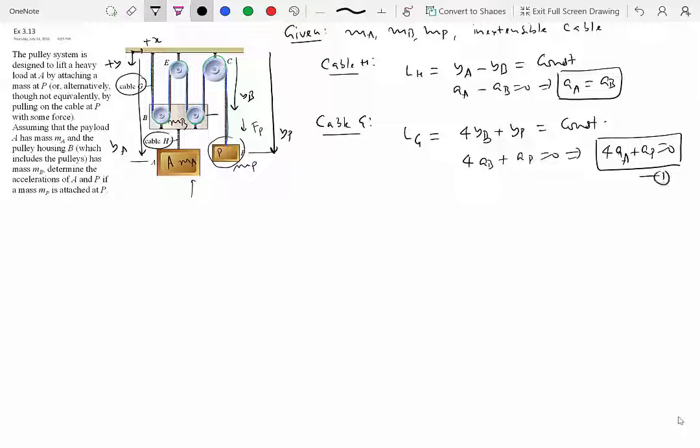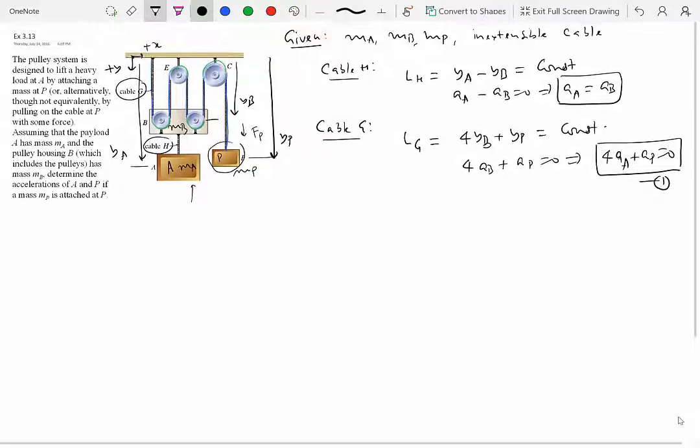Okay, so let's call this equation 1. Now, if this was a kinematics problem, you would end over here, right? Which means that to really be able to solve for the acceleration of A or the acceleration of P, you would have to be given at least one of them. Then only you'll be able to tell the other acceleration, right? Which means that to solve this problem further, we have to move further.